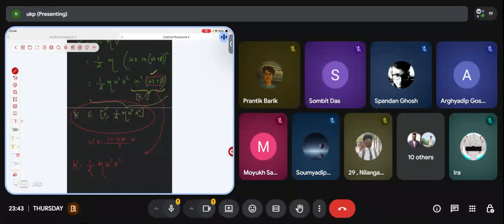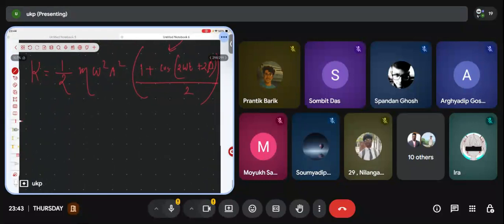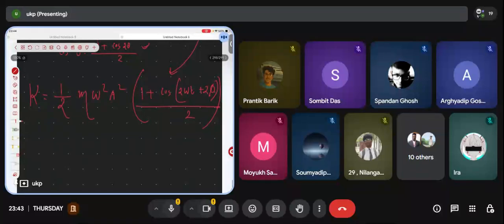If you consider the whole argument to be theta, can I say if I expand this, I'll be getting 1 plus cos of multiply the whole argument by 2. So it will be 2 omega t plus 2 phi by 2. Have I done it right, guys? Any doubt? Yes or no? Let's try to simplify this. क्या आएगा? 1 by 4 m omega square a square into 1 plus cos of 2 omega t plus 2 phi. Have I done it right?